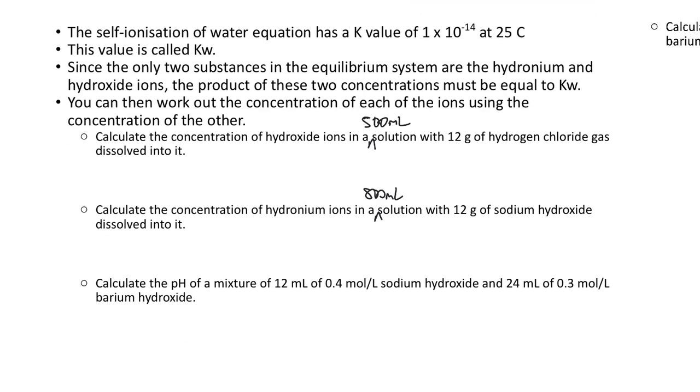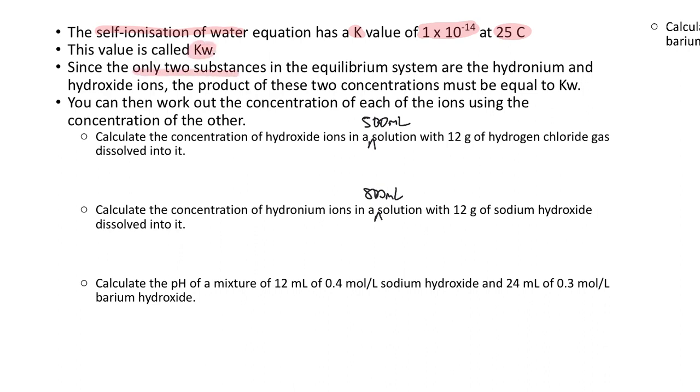We heard from the last video that the self-ionization of water has a K value, and that K value is actually 1 times 10 to the negative 14 at 25 degrees Celsius. So if you don't see a temperature associated with a pH calculation or a calculation associated with this K value, then you're going to assume that it's at 25 degrees Celsius. And that value is 1 times 10 to the negative 14. The value is called Kw.